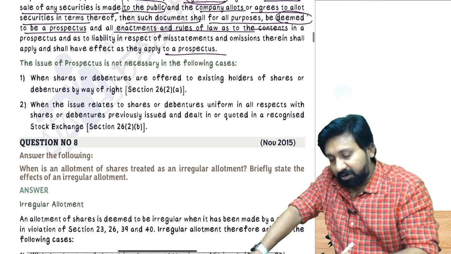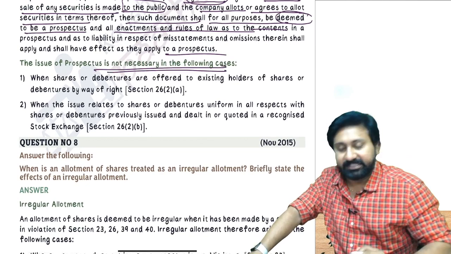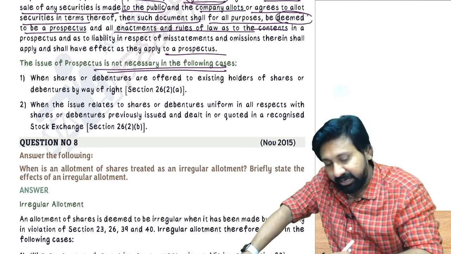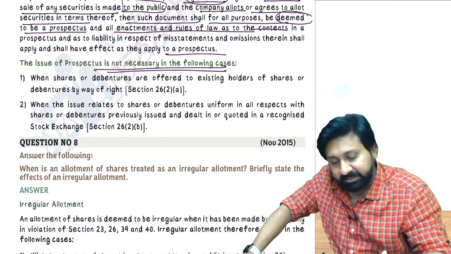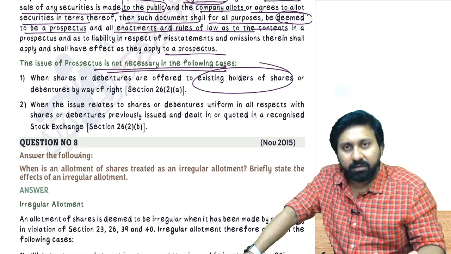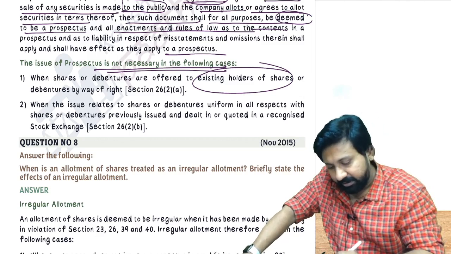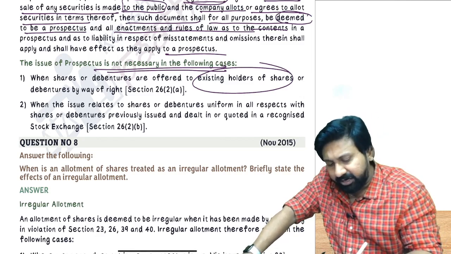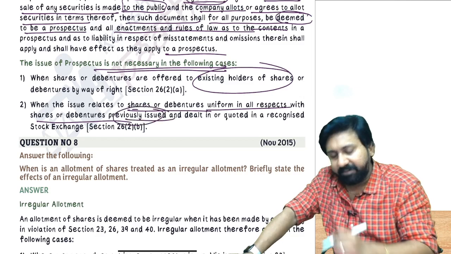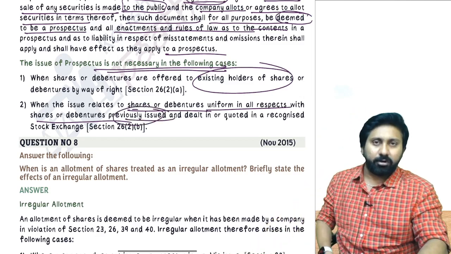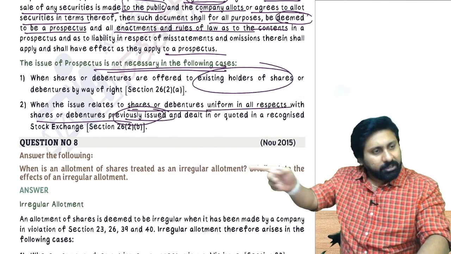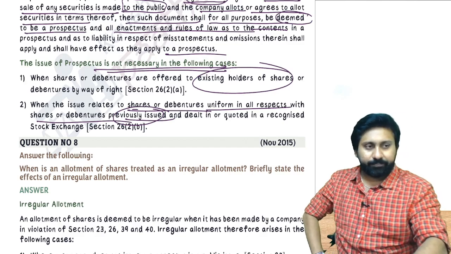Next, issue of prospectus is not necessary in the following cases. Means our prospectus is not required in these two cases. When the shares or debentures are given to the existing shareholders, they need not know about the company because they already knew. Next, when the issue relates to shares or debentures which are uniform in all respects with those previously issued. Already I issued shares, same kind of shares I am issuing again. No need to issue prospectus because that prospectus is enough for you.